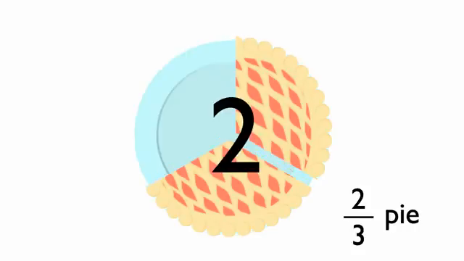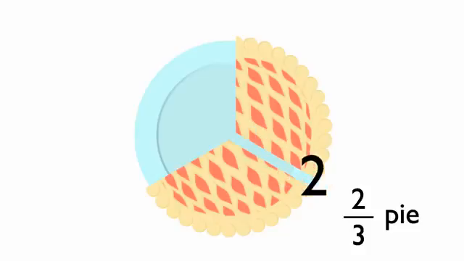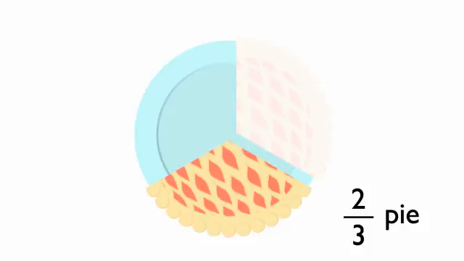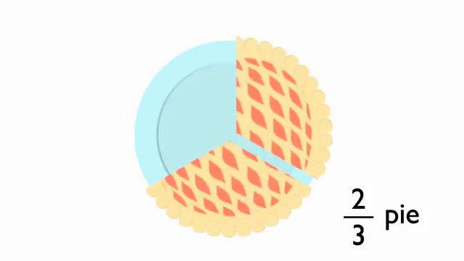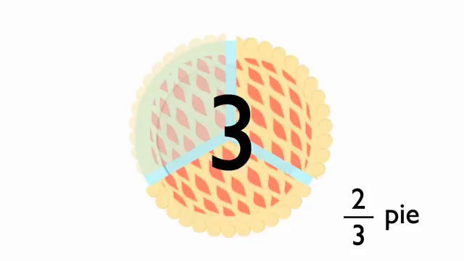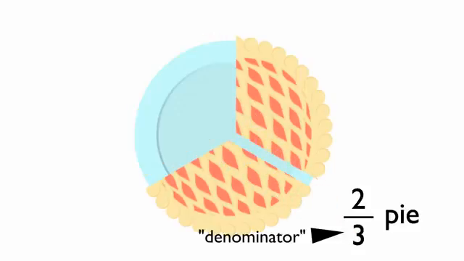There are 2 slices left. That number becomes the numerator. That's the number on top. The pie was divided into 3 slices total. 1, 2, 3. This number becomes the denominator, the number on the bottom. 2 out of 3 slices are remaining. That is 2/3 of a pie.